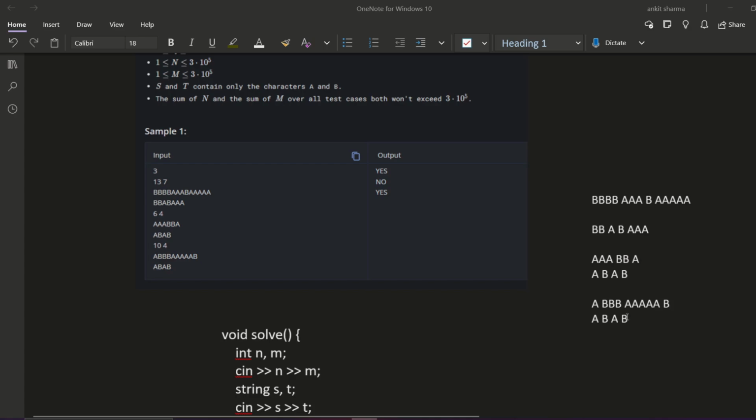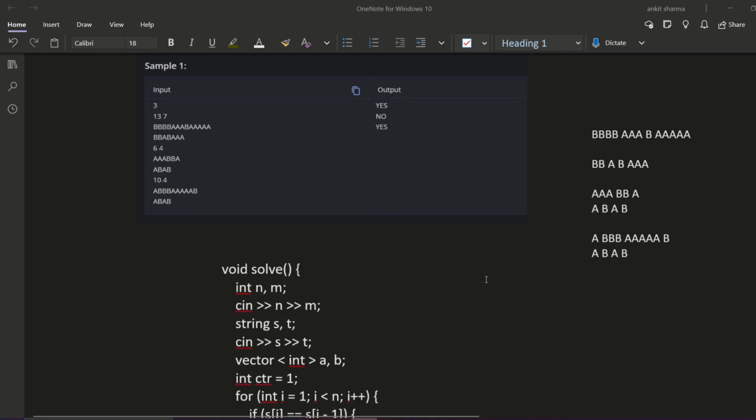If I go to the third, B A is there, so 2 B's can be added over here. I have again 4 A's, again since it is a multiple of 2, I can add it over here, and similarly I can convert this to now this. Instead of converting S to T, I have converted T to S back.